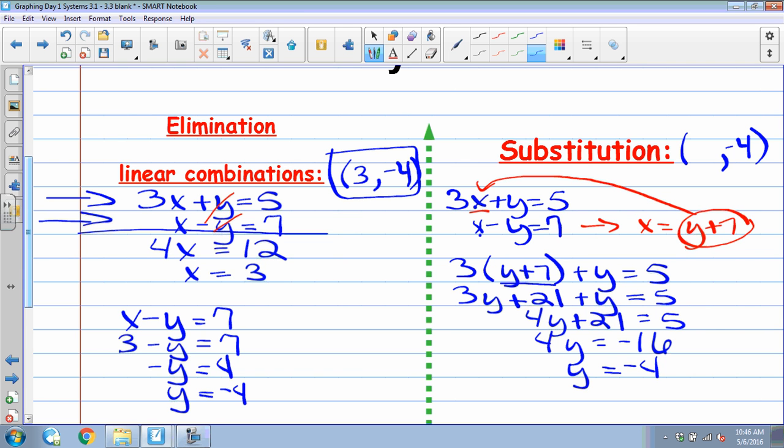So how do we find x? Go back and plug it in. You need to work smarter and not harder. You already have x equals right here. So go back and plug it in right here. Remember, you can plug y back into any one of the equations at any step of the way. And so you already have x equals y plus 7, so plug it in right here. So x equals negative 4 plus 7, so x equals 3.